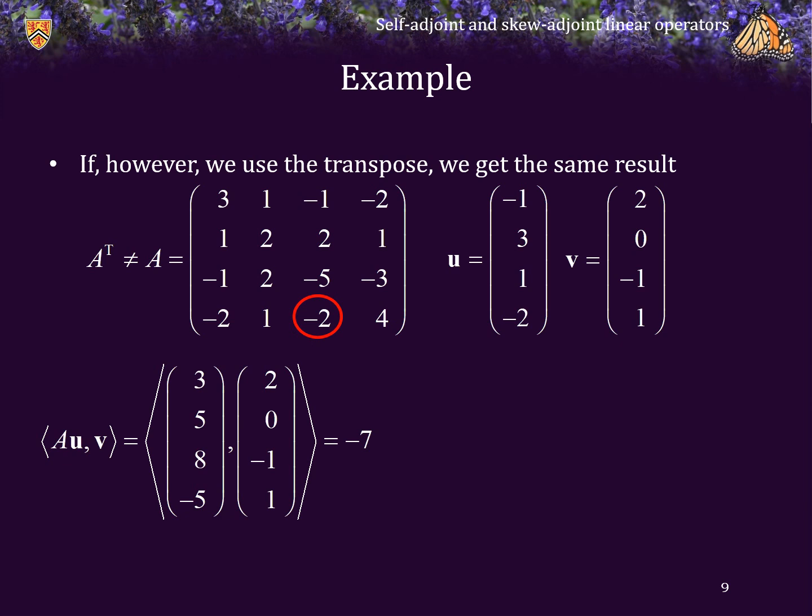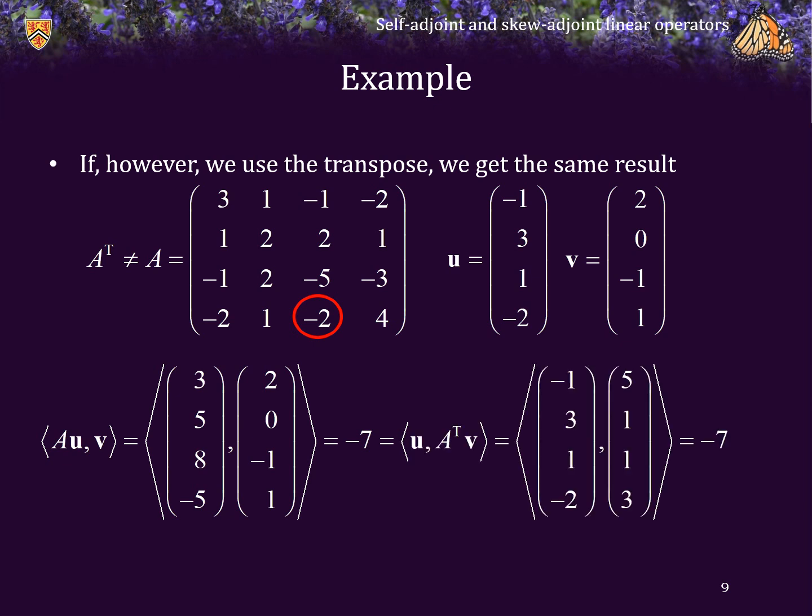Note, however, that if we move the operator to the other side, taking its transpose, we do get the same result. So again, if we take the transpose of A and multiply that by v, we get the vector 5, 1, 1, 3, which is different from A times v. And now the inner product of u and A transpose times v is also equal to -7.